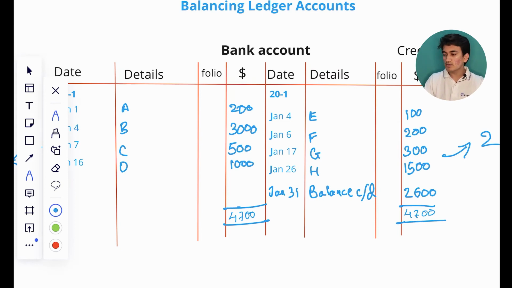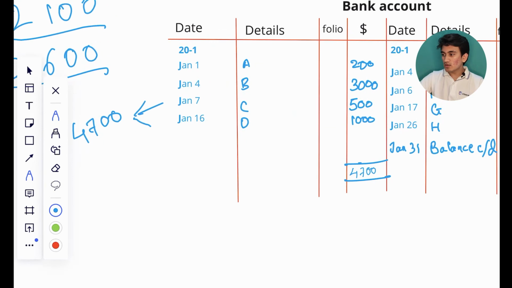We added a balance of 2600 on the credit side, so that both the sides are now balanced, and I wrote that as balance CD. What CD means is carried down. What do you mean by carried down? Because this balance will now be carried down to the next month, the month of February.